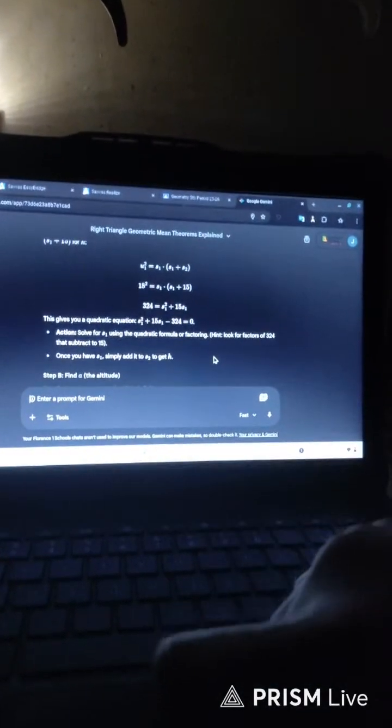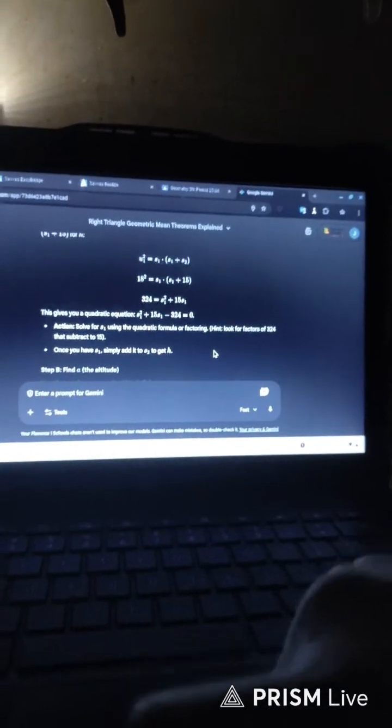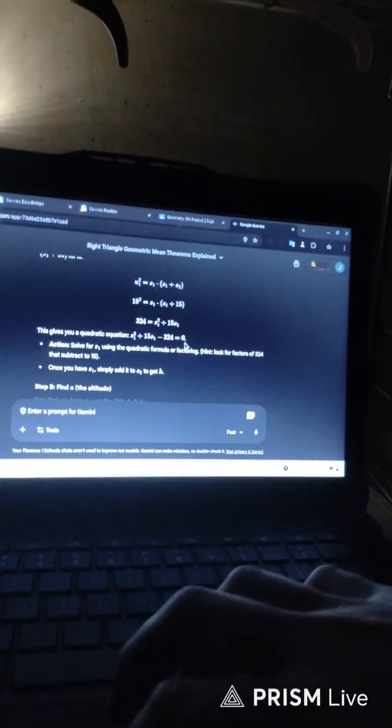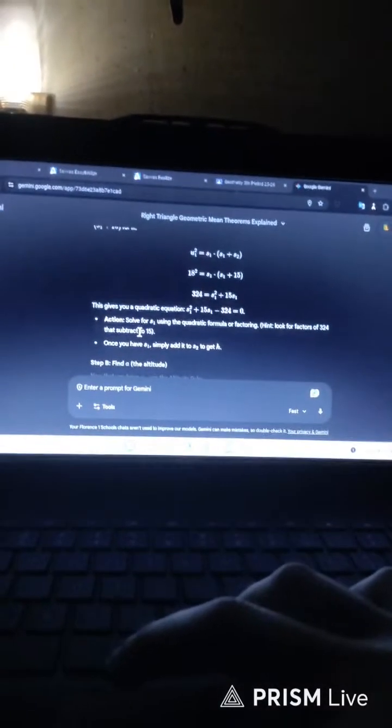This gives you the quadratic equation S1 squared plus 15S1 minus 324 equals 0. Solve for S1 using the quadratic formula, or look for factors of 324 that subtract to 15. Once you have S1, simply add it to S2 to get H. So we want 324 divided by 15. That's 21.